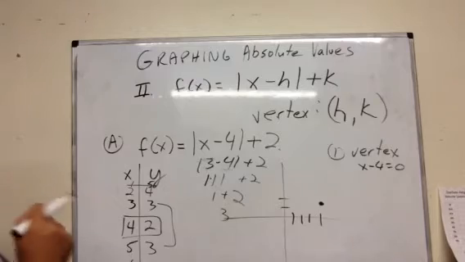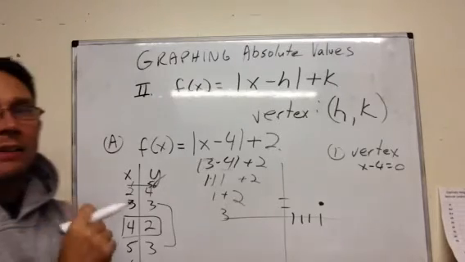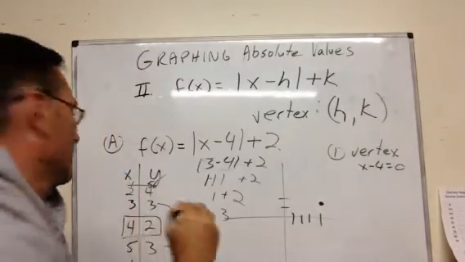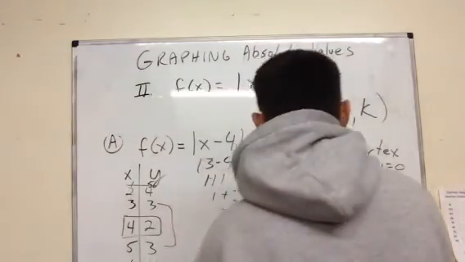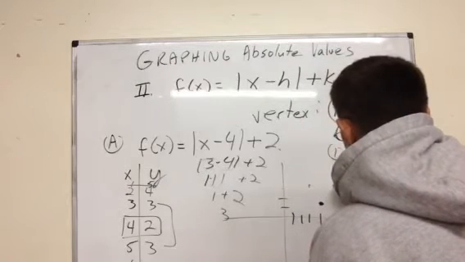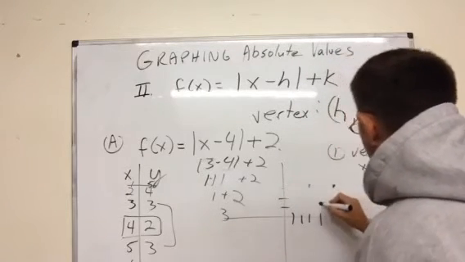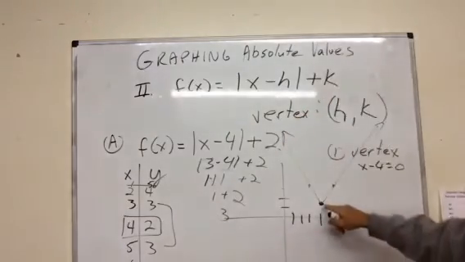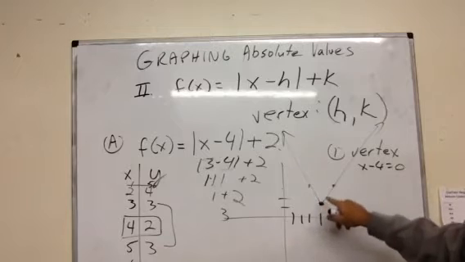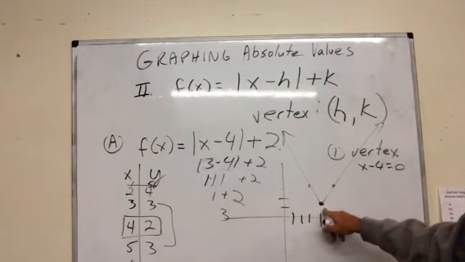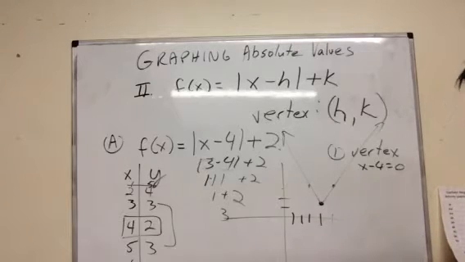Now remember, I said that these are going to make lines. How many points do we need to make a line? 2. We have our points. 3, 3, and 5, 3. Connect the dots. There's our graph with my vertex at 4, 2. This is the point I'm going to be looking for specifically, right here. 4, 2.